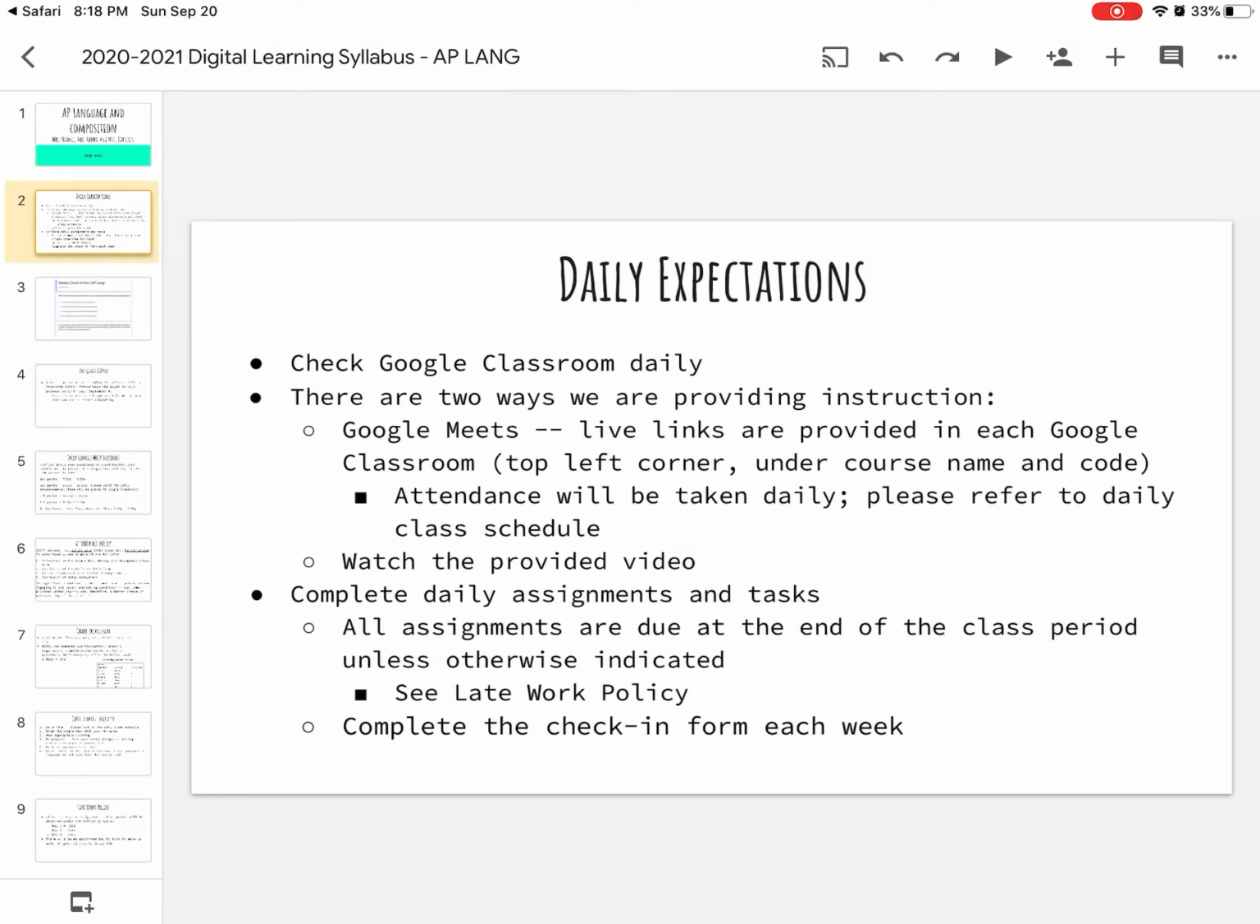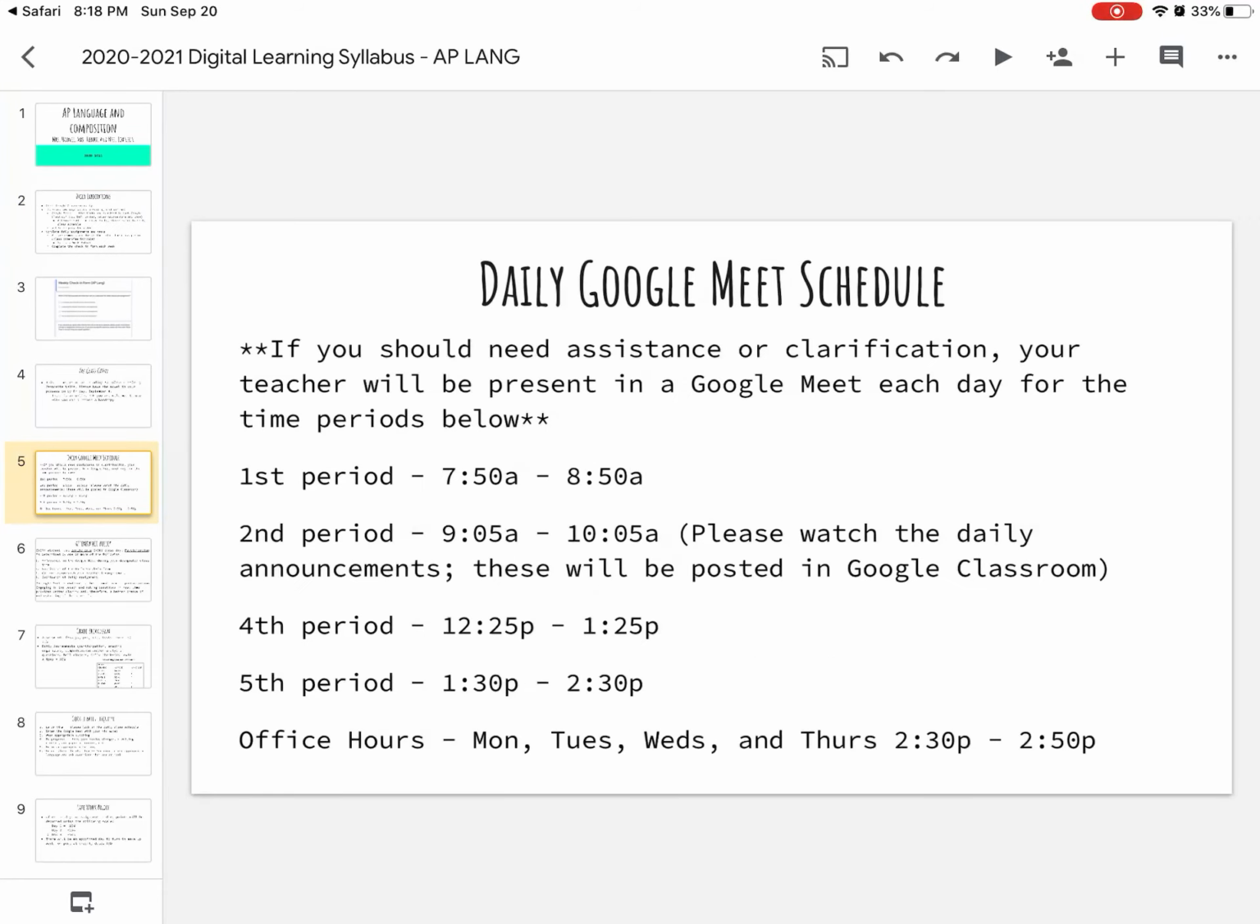Just to clarify, the daily expectations are that your student arrives at class, which for our course is 5th period. So 5th period's 1:30 to 2:30, if you see there at the very bottom.